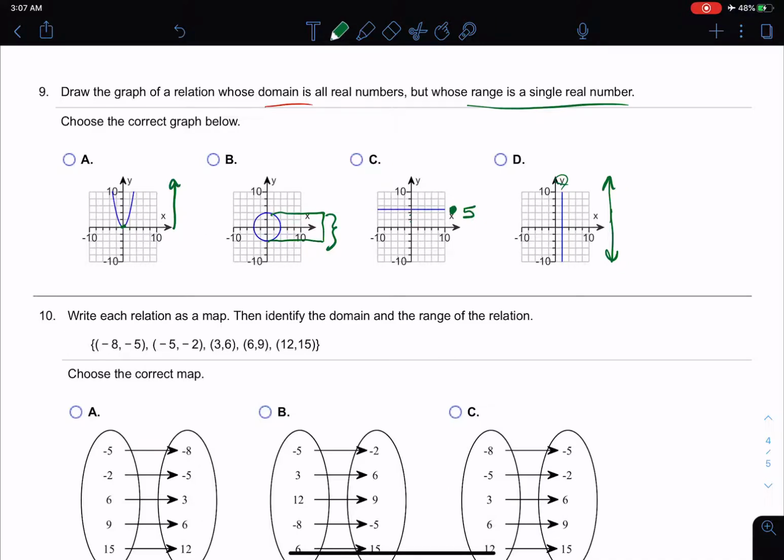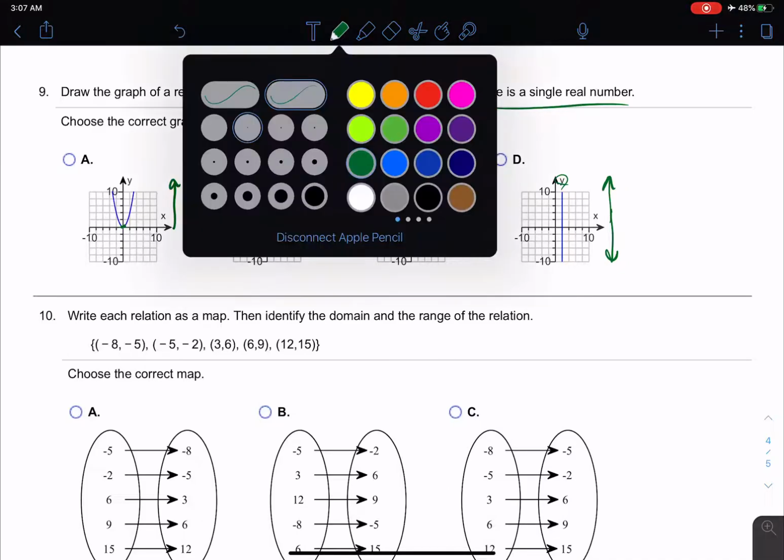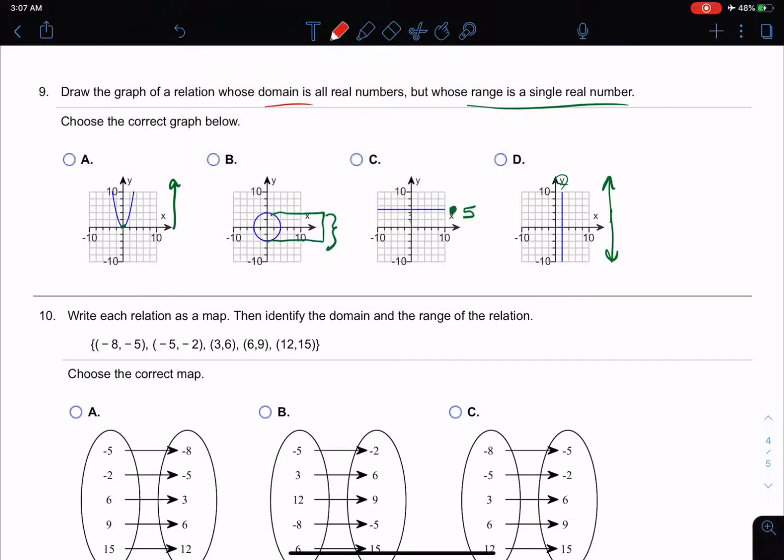You could actually list that, but the domain, on the other hand, I wish they put arrows on this thing consistently. The domain goes forever to the left and forever to the right, so that domain is going to be all reals. And that's what they said. Find the relationship whose domain is all reals and whose range is a single real number. So our answer is C.